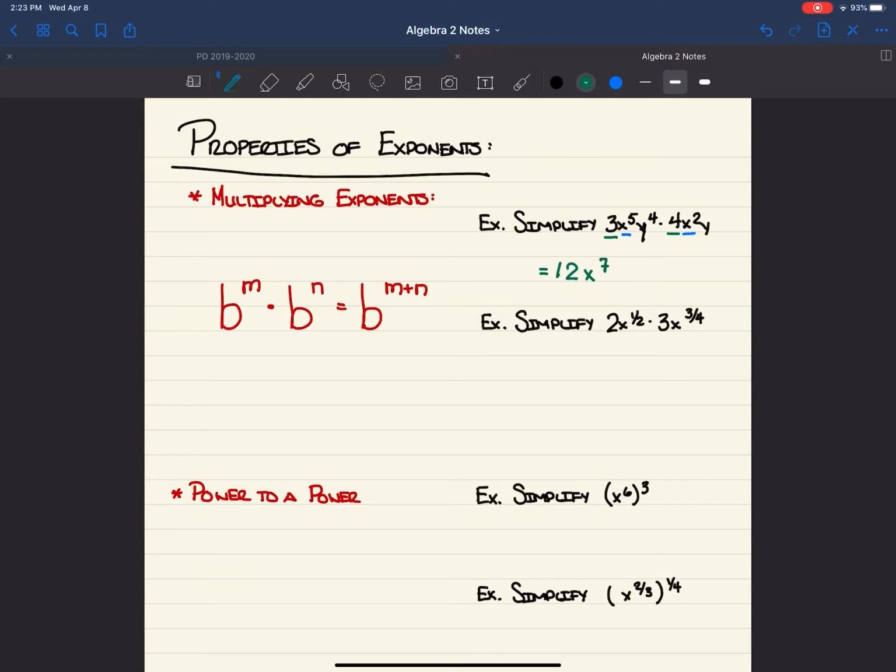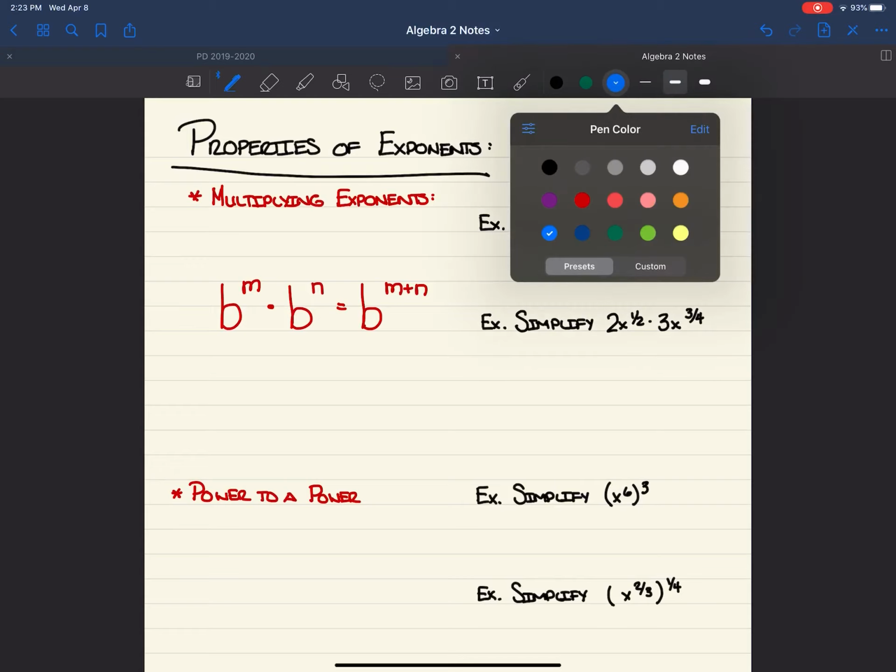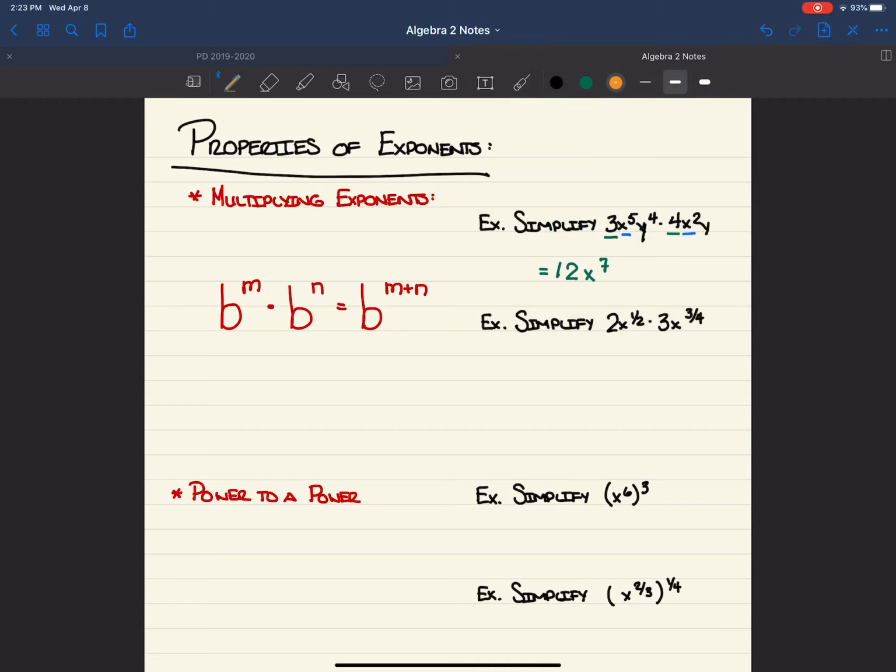Then I'm going to take my y's. Using my y's here, I have y to the fourth, and then I have times a y. Remember, if there is no exponent, that's like a y to the first. So if we add our exponents, 4 plus 1, that gives me y to the fifth. So my final answer, simplifying this expression, is 12x to the seventh times y to the fifth. So there's example 1 of that first property.